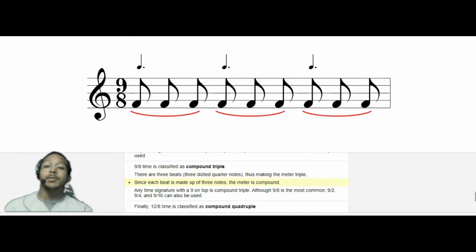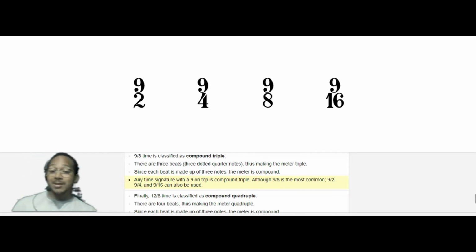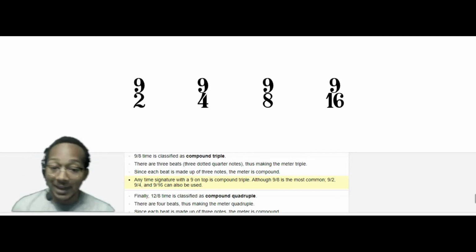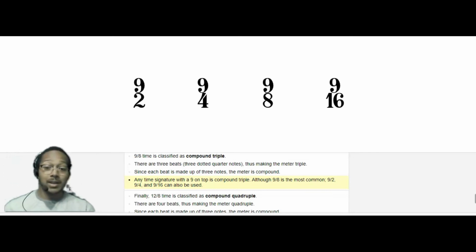And it is compound because each of the beats is made up of 3 notes. 1 beat, 3 notes, 2 beats, 3 notes, and the 3rd beat, another 3 notes. Any time signature that contains a 9 on the top will give us a compound triple meter. 9/8 is the most common.